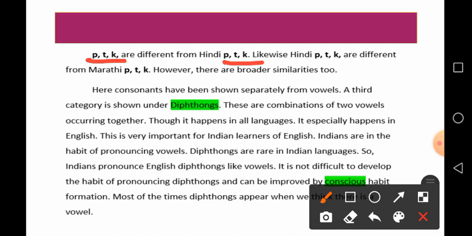Here consonants have been shown separately from the vowels.